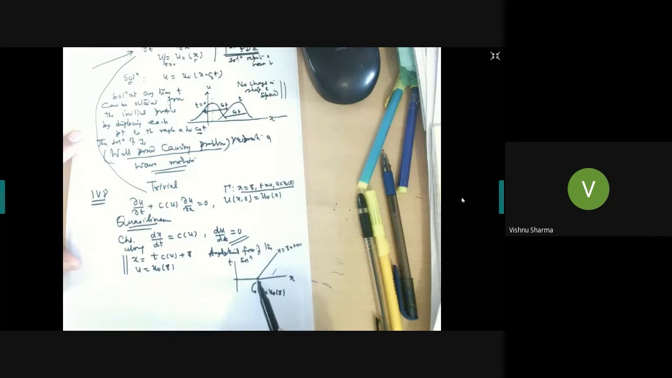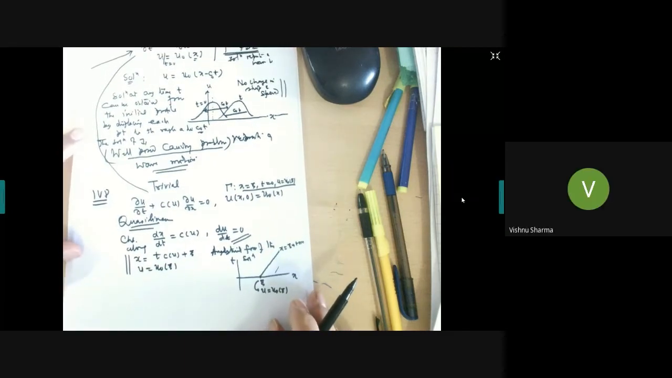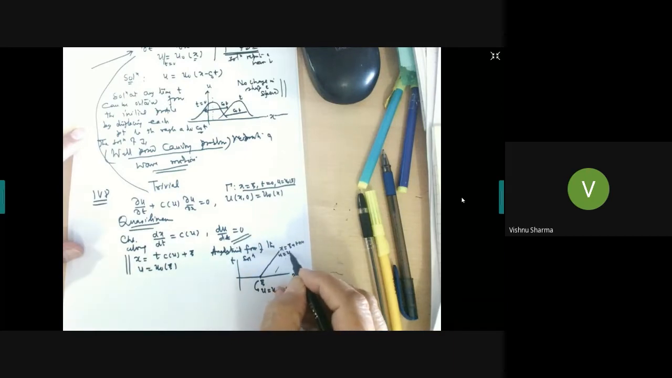So whatever the information is available here at t equal to 0, this information is propagated along this characteristic curve. So the equation is x is equal to xi plus t times c of u. Here u is equal to u naught of xi on the whole of it.